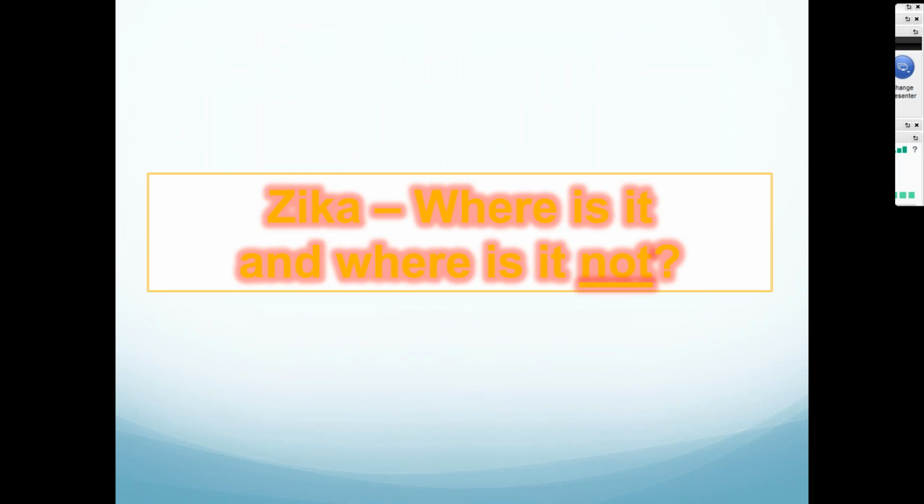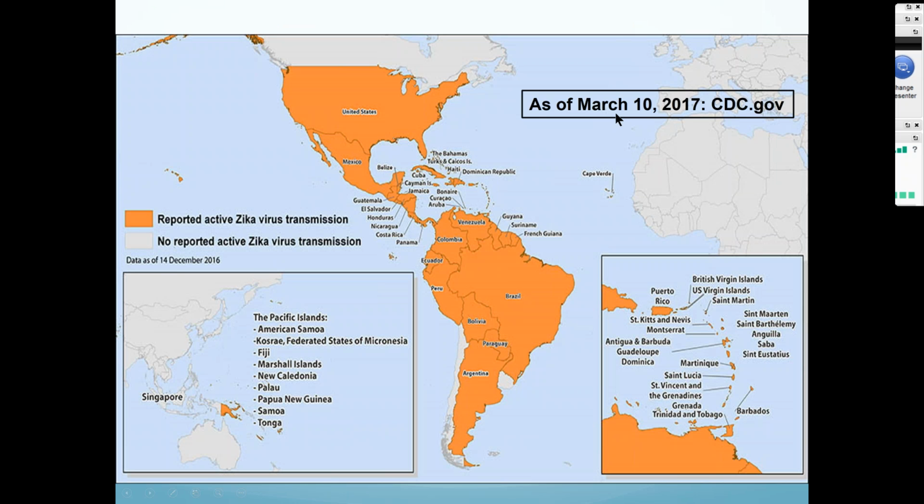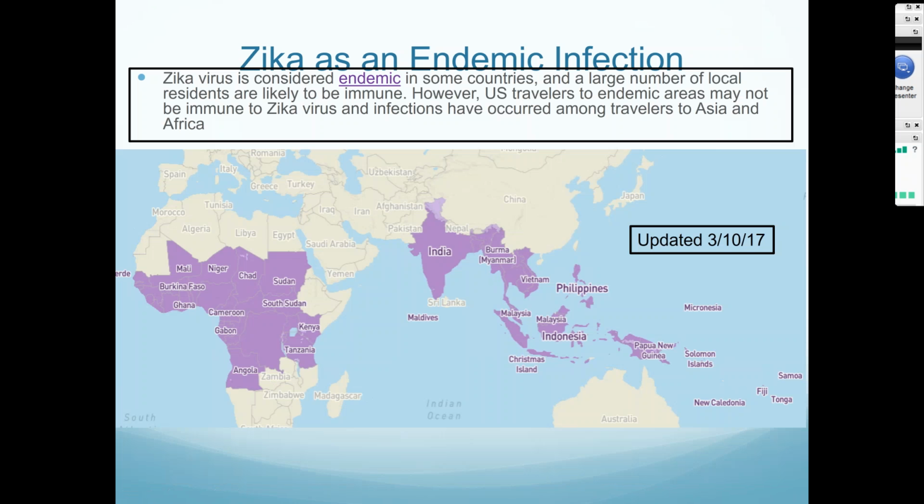So let's look at where it is before we conclude, and where it's not, and what you need to know. As of March 10th, which is 4 days ago, this is the map that you can see where you have reported active virus transmission throughout the United States, Brazil, Jamaica, all these countries, including Singapore and some in the Pacific Islands. As I said, these are all available from the website.